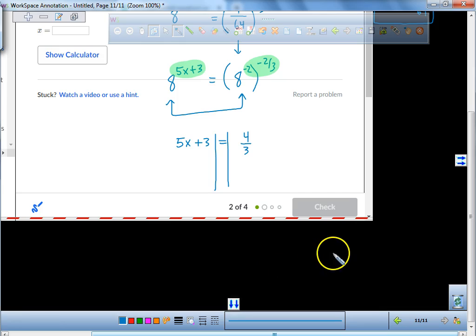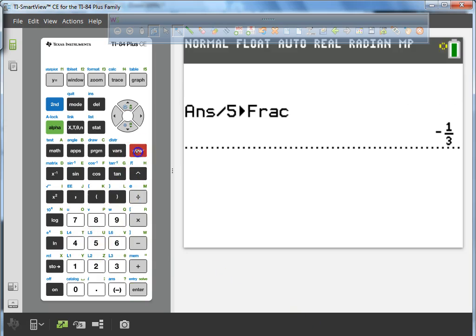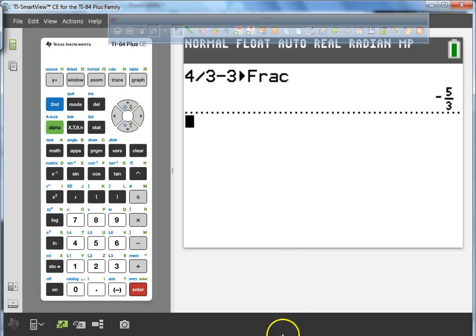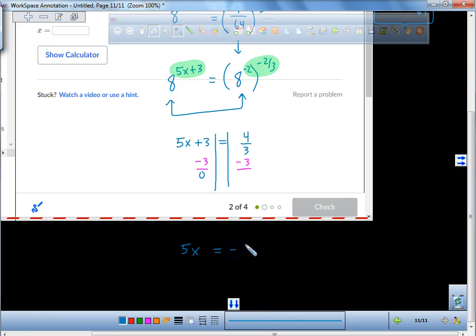All right. So now we just got to solve for x, and we're done. So what would we have to take away from both sides? Have to take away a 3. Have to take away a 3. Okay. So this zeroes out. We're left with 5x equals whatever 4/3 minus 3 is. So just take your calculator and do 4/3 minus 3. Hit the math button. Press enter twice. What do you get? Negative 5/3. So just put negative 5/3.